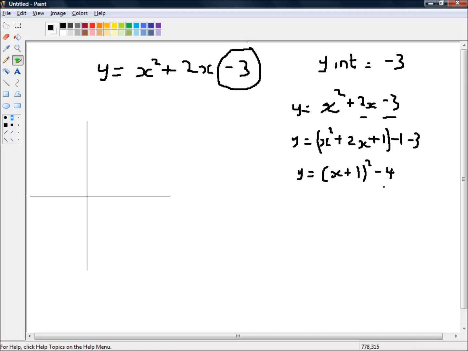So this is now in vertex form. So we know that when x is negative 1, this whole squared term will go to 0, and that would leave us with y equals negative 4. So we know that this x squared term is positive, so we've got a curve that opens up at the top, so we're looking for a minimum point. So the minimum point is equal to x equals negative 1, y equals negative 4. So if that's our minimum point, we know that our y-axis only needs to go down to negative 4.